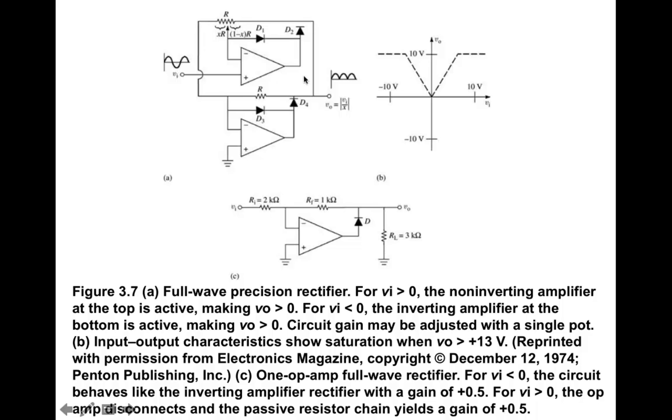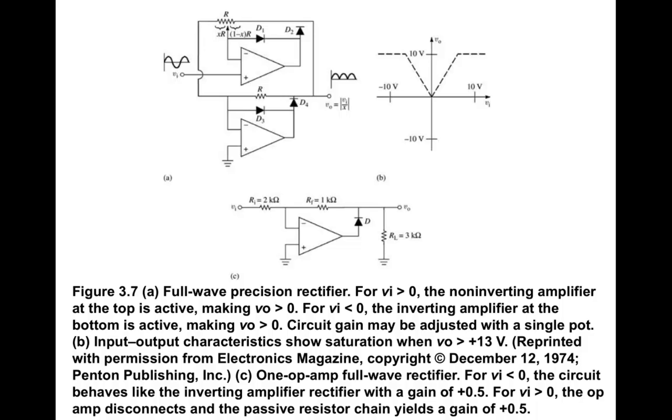Here's an example of what is known as a full wave precision rectifier. When this input voltage is greater than 0, then this amplifier at the top is active because the diodes in that case will pass the current. When it's less than 0, then the amplifier at the bottom becomes active. And then basically you have a single adjustable resistor that's a part of both circuits that allows you to adjust the gain.